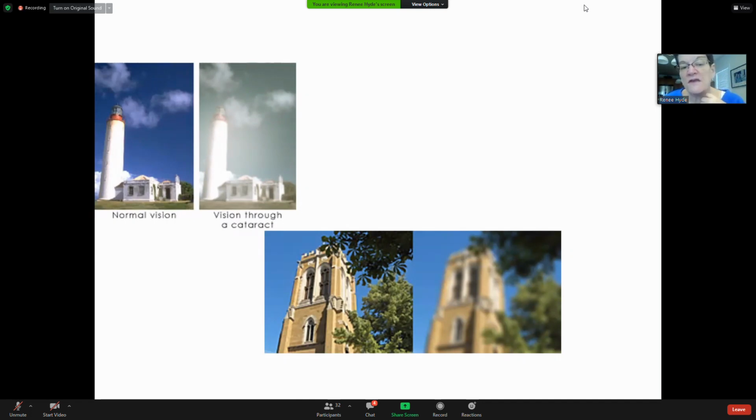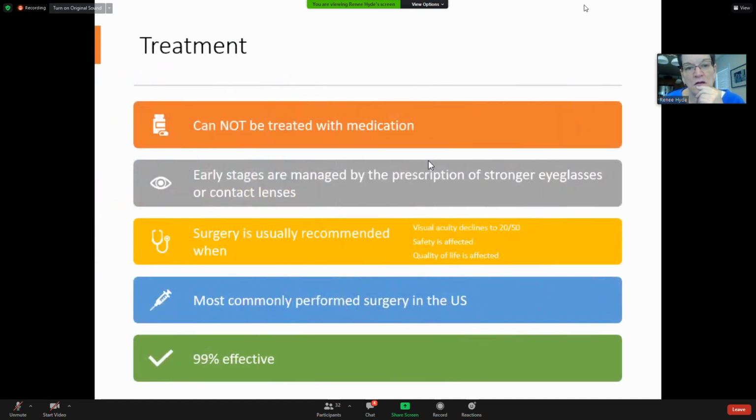Here you see the blurred vision. Here, the tower on the left is very crisp. The one on the right is very blurry. And that's fairly common with what you see with cataracts. They cannot be treated with medication. Early stages are managed by that prescription of stronger eyeglasses or contact lenses. And like I said, that works for a while.